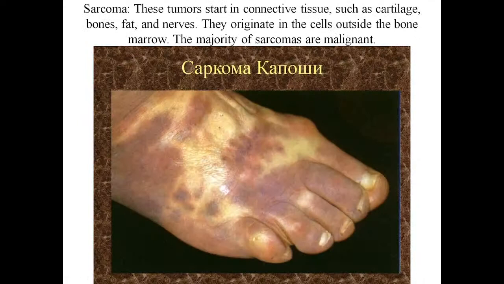Sarcoma. These tumors start in connective tissue, such as cartilage, bones, fat, and nerves. They originate in the cells outside the bone marrow. The majority of sarcomas are malignant.